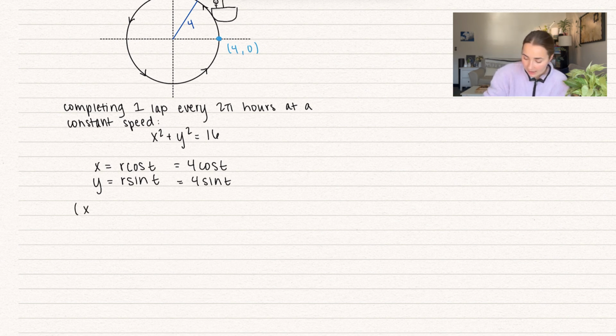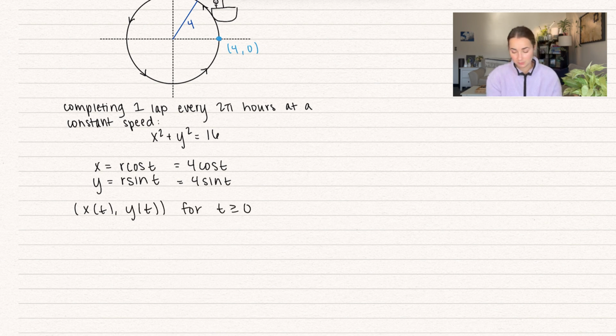So it's going to be x of t, and y of t, for t values greater than or equal to 0. So its position is going to be 4 cosine of t, 4 sine of t. So now it's not a function of y depending on x, or x depending on y. Both x and y are going to depend on the time. So now I can find his position anywhere at any time.